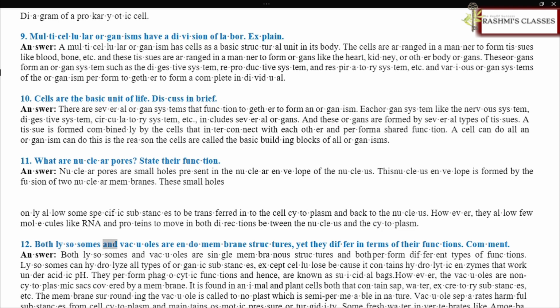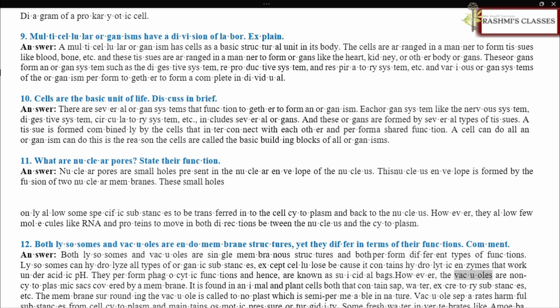Both lysosomes and vacuoles are endomembrane structures, yet they differ in terms of their functions. Comment. Answer. Both lysosomes and vacuoles are single membranous structures, and both perform different types of functions. Lysosomes can hydrolyze all types of organic substances, except cellulose, because they contain hydrolytic enzymes that work under acidic pH. They perform phagocytic functions and hence are known as suicidal bags.